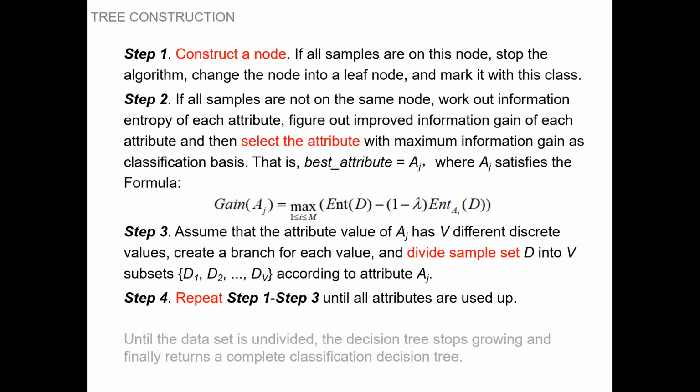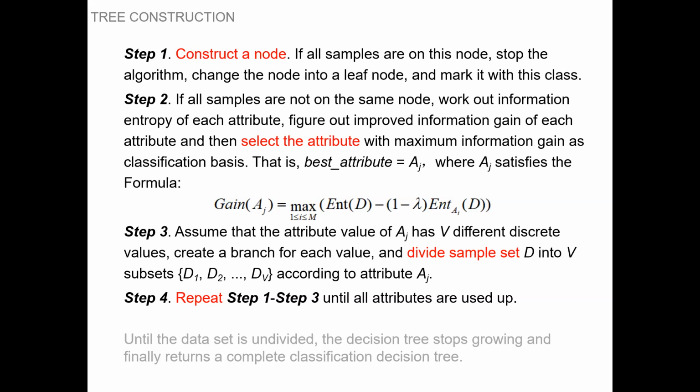If all samples are in the same class on this node, stop the algorithm, change the node into a leaf node, and mark it with this class. Step 2, if all samples are not in the same class, work out the information entropy of each attribute, figure out the improved information gain, and then select the attribute with the maximum information gain as the classification basis.